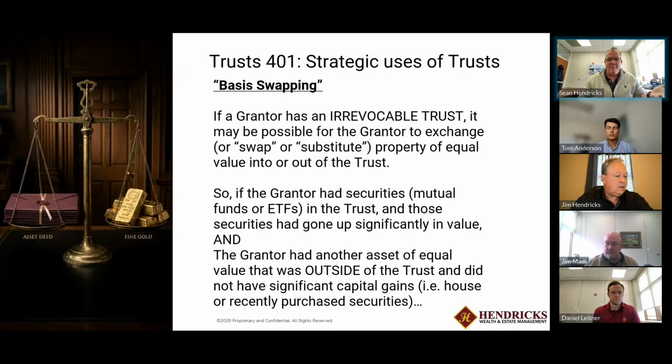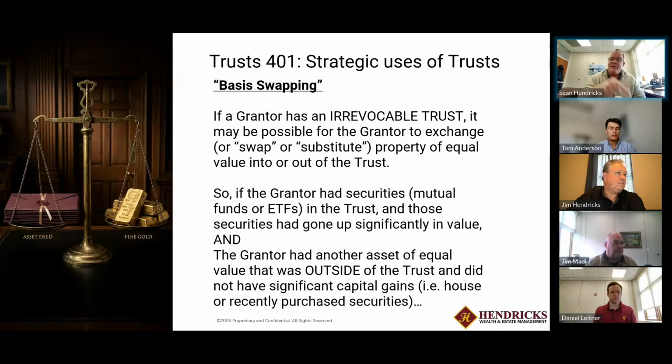But that doesn't mean that the grantor can't swap an equal value in and out of the trust if they want to, as long as this power is included in the trust. So if the grantor has securities like mutual funds or exchange traded funds or ETFs in the trust, and those securities have gone up significantly in value over time. So let's say the market's done well, and 20 years later, we have some highly appreciated assets in that irrevocable trust. That's great because that appreciation happened outside of the estate.